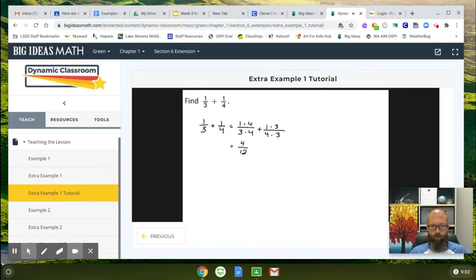Now you want to add the numerators, giving you 4 plus 3 all divided by 12. 4 plus 3 is 7, so you are left with 7/12. Therefore, 1/3 plus 1/4 equals 7/12.